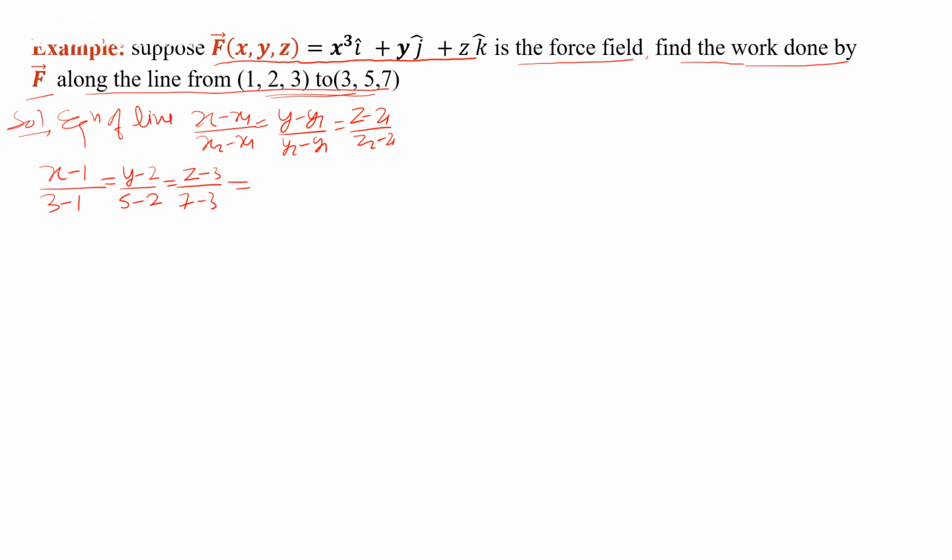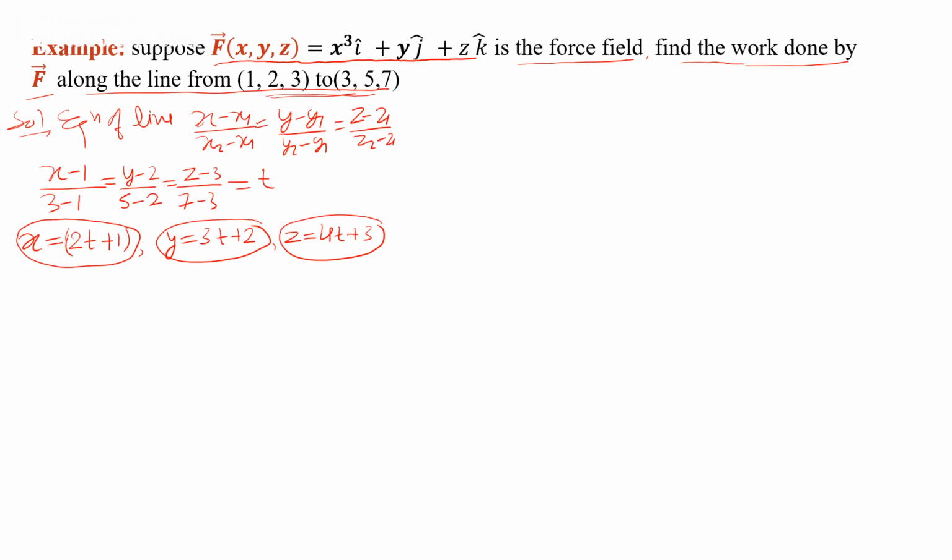We take this equal to small t. So x we get 2t plus 1, y we get 3t plus 2, and z is equal to 4t plus 3. Now we have the values of x, y, z. As you know, the position vector is x i plus y j plus z k. Now we have to find dr.